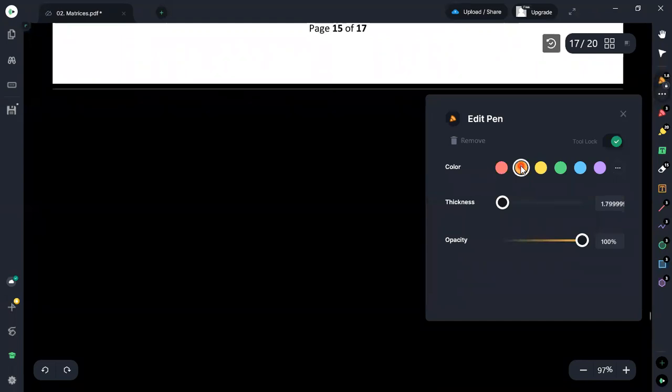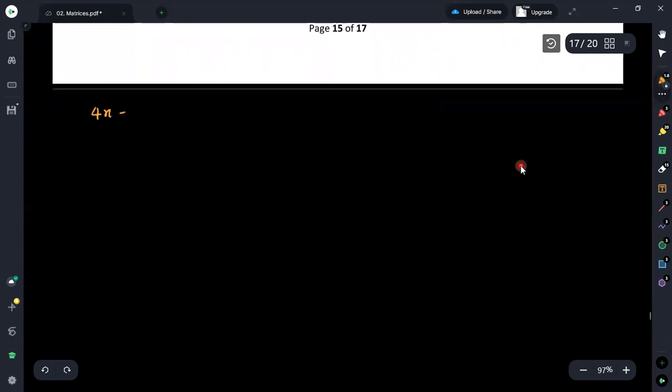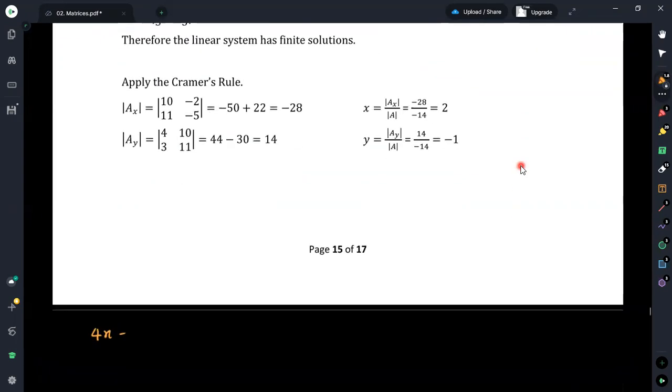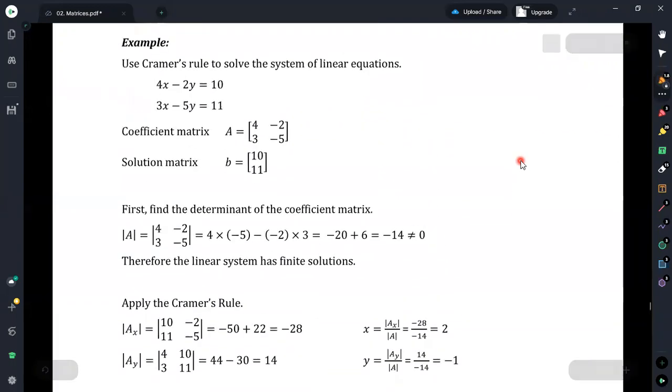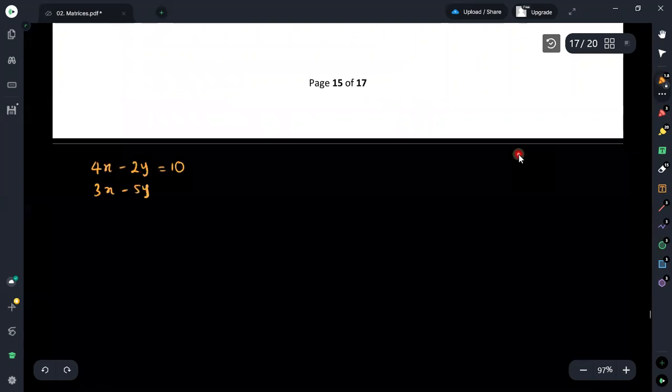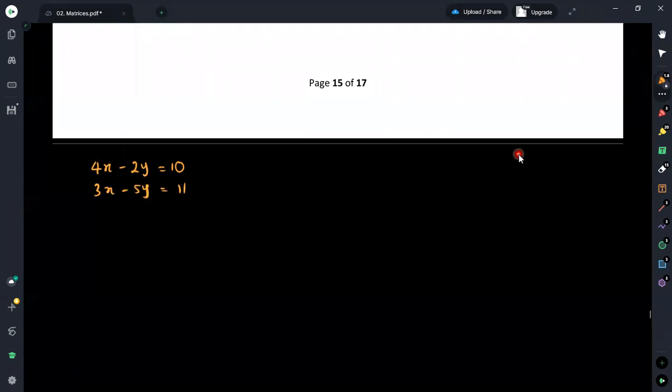The first equation is 4x minus 2y equals 10. The second equation is given as 3x minus 5y equals 11. Here we are asked to use Cramer's rule to solve this system of linear equations.